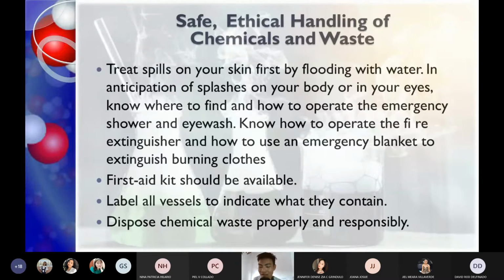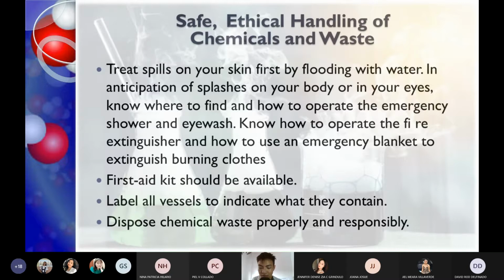So kailangan lagyan niyo talaga ng labels lahat, no. Okay? Pero it is very advisable if may proper containers kayo. Pero I will tell you, there will be times na gagamit talaga kayo ng bote. And that's normal. Okay? So, yan. Ganun ka-importante ang label. Okay?